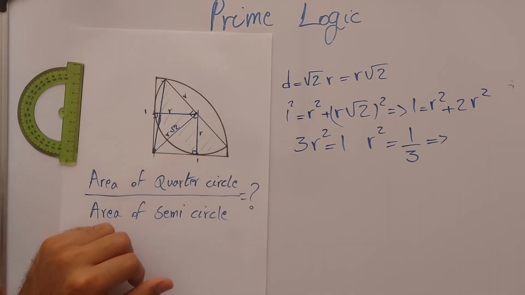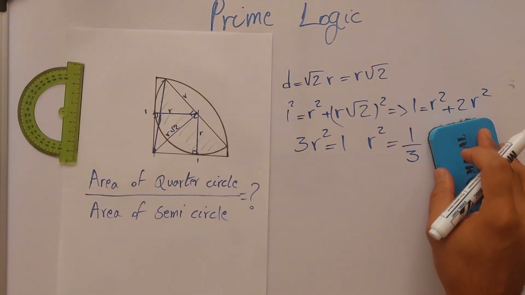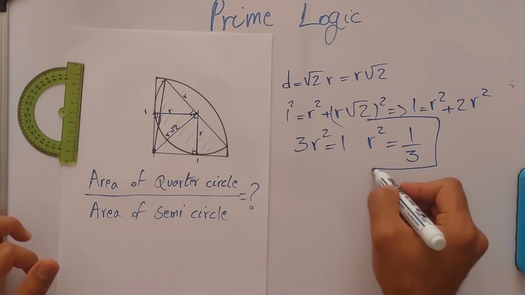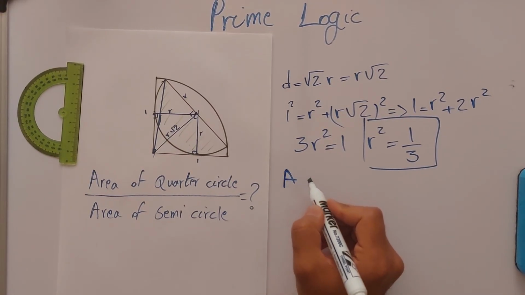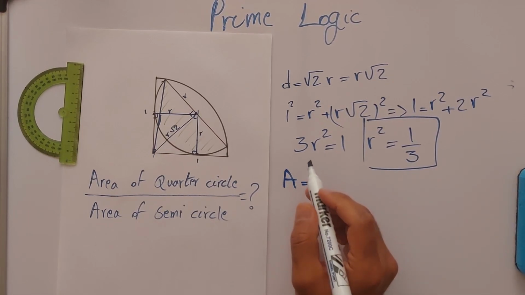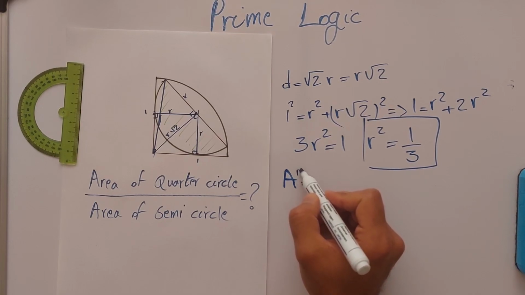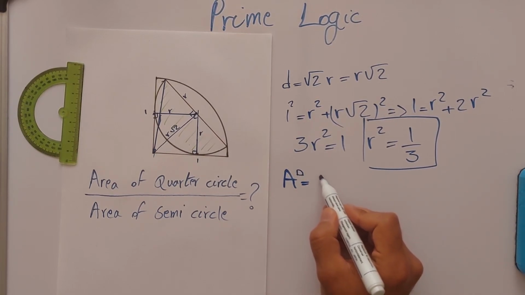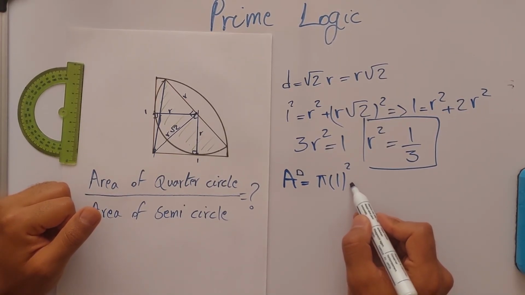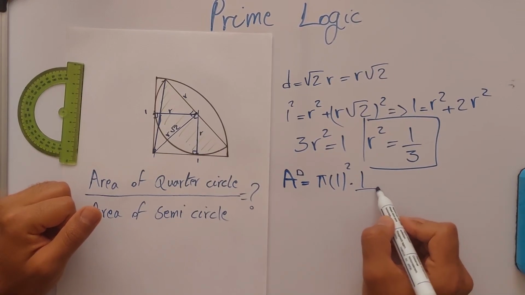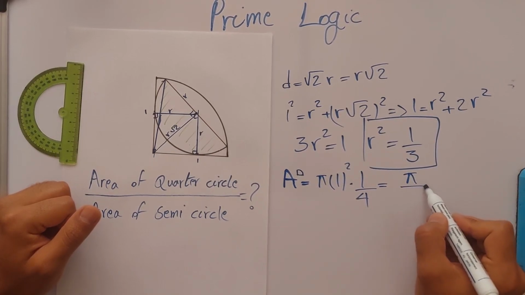We don't need to calculate it further because we will need R squared for calculating the area. So let's put a box around this part. What is the area of any circle? The area of a circle is pi R squared, right? So let's calculate the area of the quarter circle. Let me draw the shape here. The area of the quarter circle is pi R squared, so R is 1. And because that's a quarter circle, we multiply that by 1 over 4. So that's pi over 4.